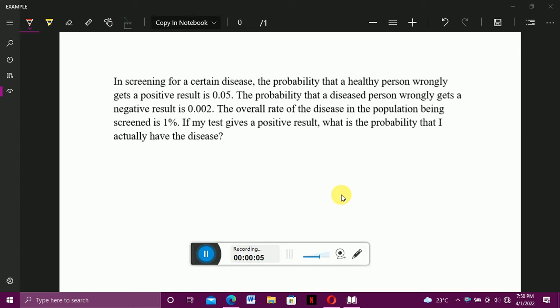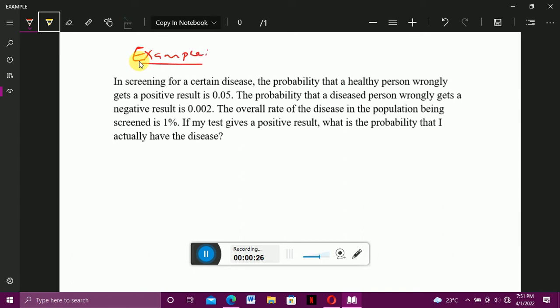Today we are looking at a problem that we are going to solve using Bayes' theorem, and it's here. So this is our example for today.